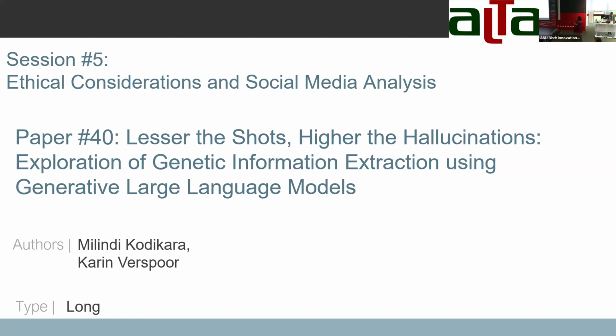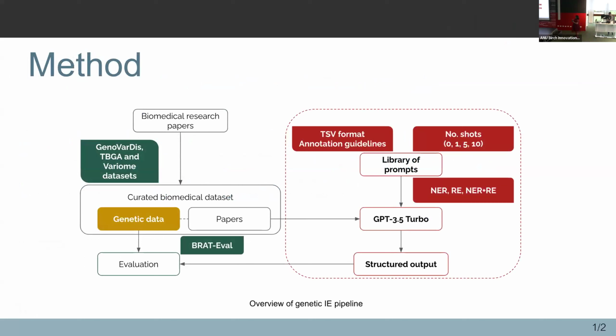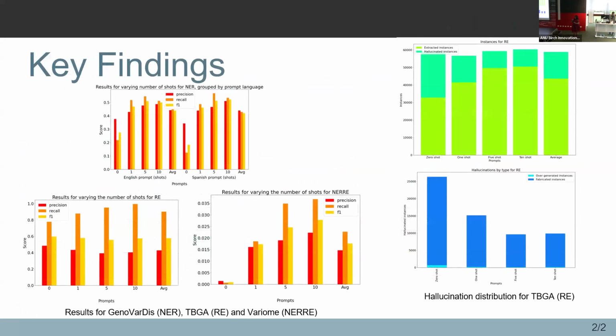Hello, I'm Melindy. Our paper explored the effectiveness of generative models for genetic information extraction. We used 3 multilingual datasets to explore named entity recognition, relation extraction, and end-to-end information extraction. We used GPT 3.5 Turbo as our model and provided instructions via a manually crafted prompt library. Our prompts included fixed values for the instruction, annotation guideline, and the overview of the output format for each of the tasks. We varied the number of examples embedded in these prompts to explore the effectiveness of the model.